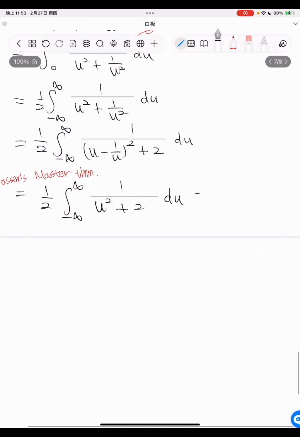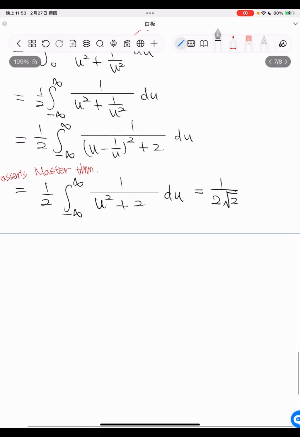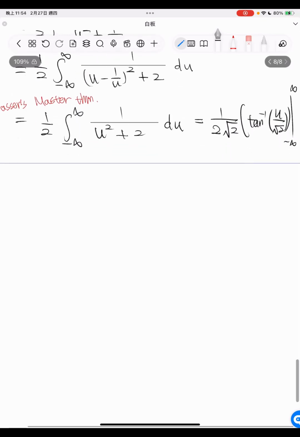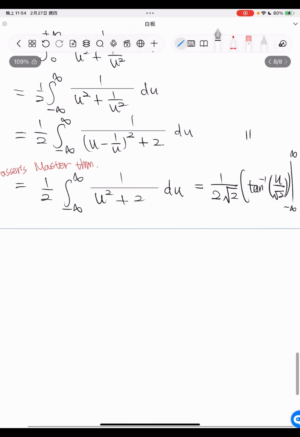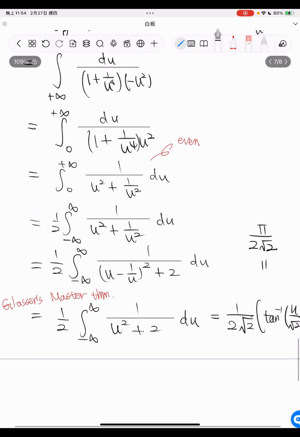And it is equal to 1 over the square root of 2 times the inverse tangent of u over the square root of 2, with the limit as u approaches infinity and minus infinity. So we get the answer: pi over 2 square root 2. So this is the answer.